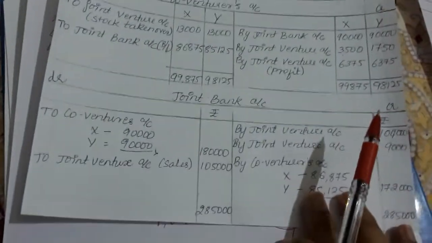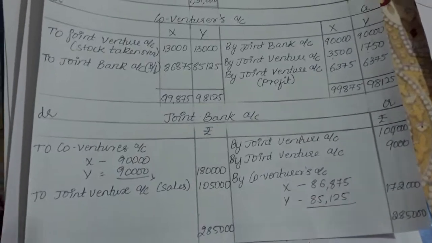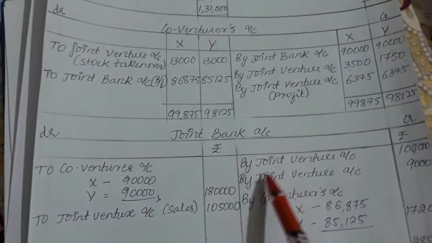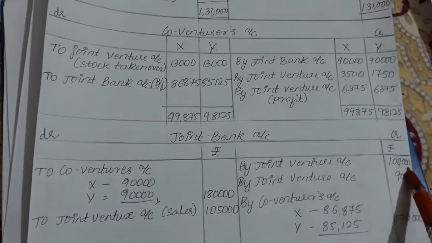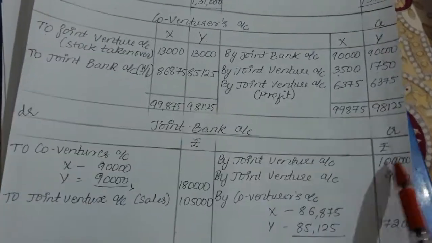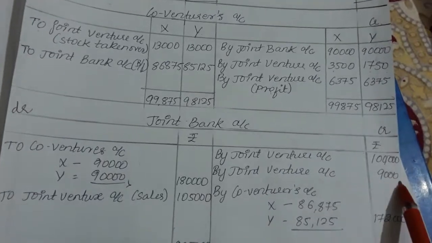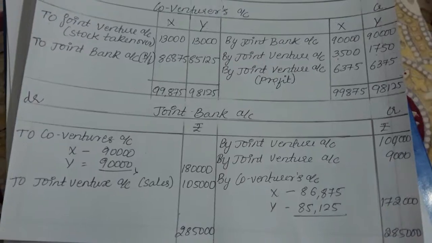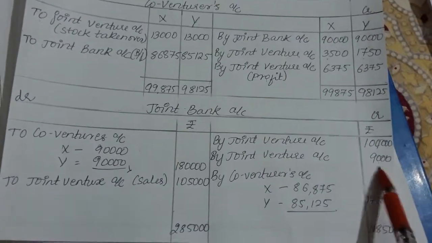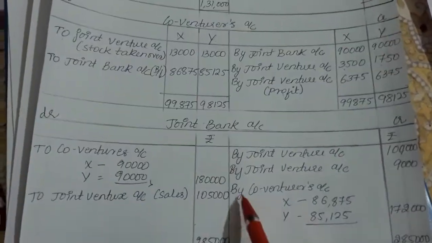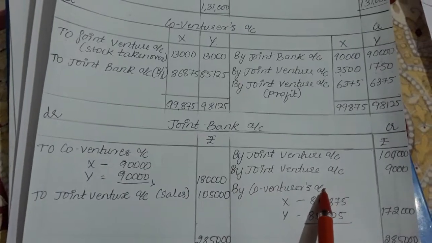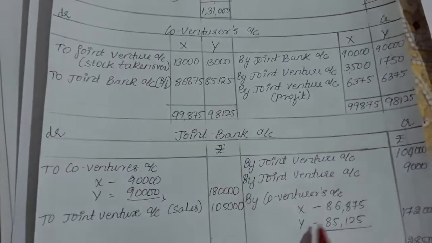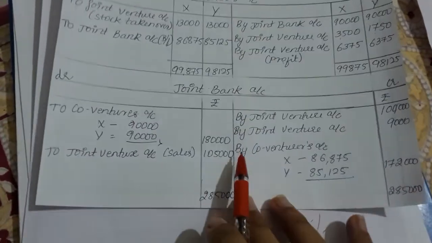Next, coming on to joint bank account, expenses all on the credit side, incomes all on the debit side. So by joint venture account 1,04,000 is the expenses paid for the purchasing of goods. Next, this is the expenses paid for the purpose of transportation. Next, to co-venturers account, you will be writing to joint bank account, the surplus is there. Now we are supposed to enter over here. So it should get tallied.